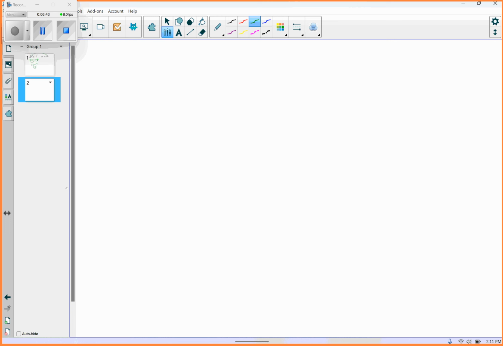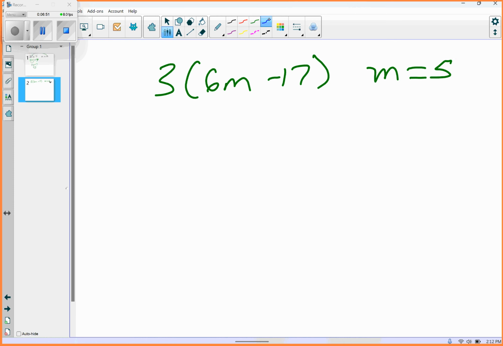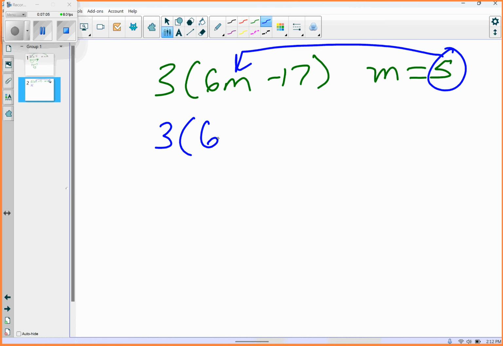All right. The next one, we have 3, and then we have 6m minus 17, and then they tell us m equals 5. Your words, help me. So this is going to go in place. Right now, 6 and m are right next to each other, and that means they're what math operation taking place? Multiplication. Good job, Brian. So I had this, and then that's times 5 minus 17.